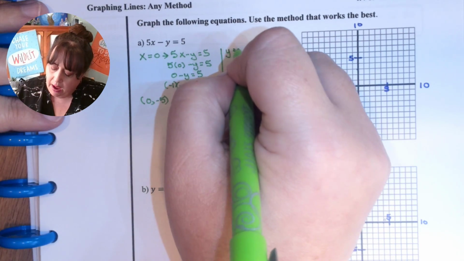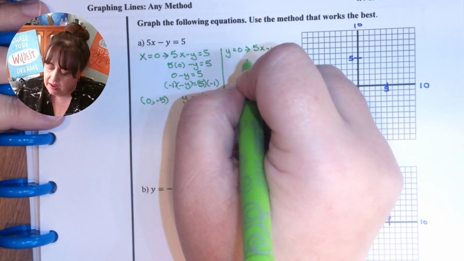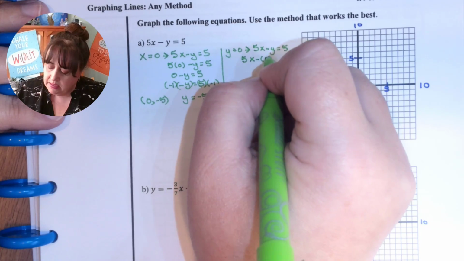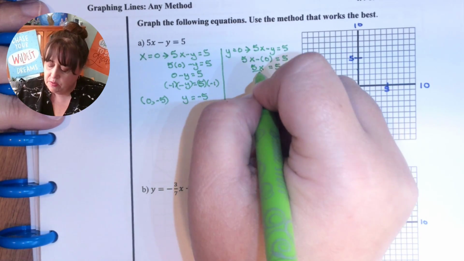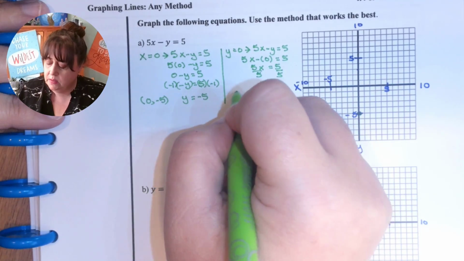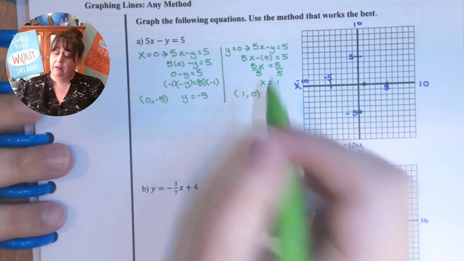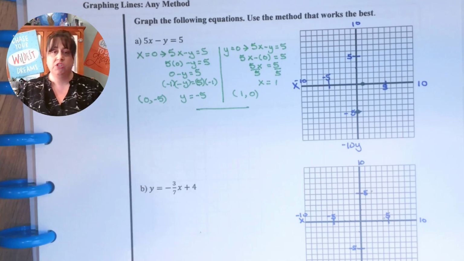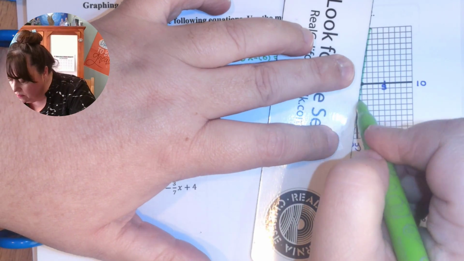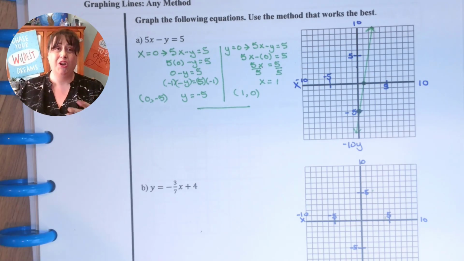So now I'm going to let y equal 0. So 5x minus y equals 5. So 5x minus 0 equals 5. So 5x equals 5, so I'm going to divide by 5. So x is 1. So this is the point 1, 0. Over 1 and 0. So that was very, very straightforward because my y didn't have any coefficient on it. We look for hints like that to help us.